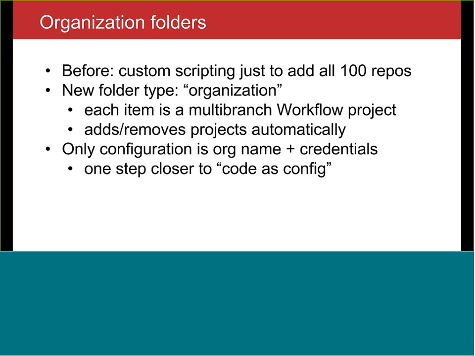And it automatically stays in sync with the list of projects in your organization. So it knows what's available and creates projects to build those automatically. And here, the only configuration in Jenkins is the name of the organization and your credentials to access it. So this is really keeping as much code, as much configuration as we possibly can, in your code in GitHub rather than in Jenkins.